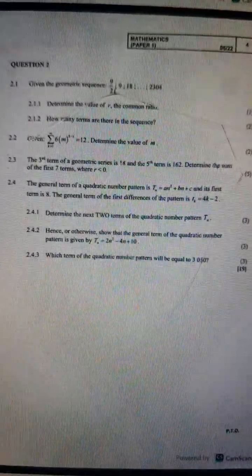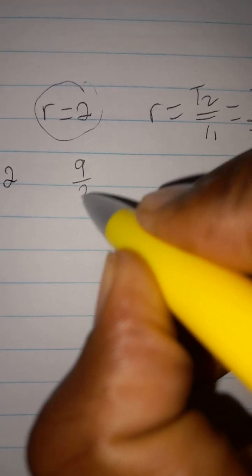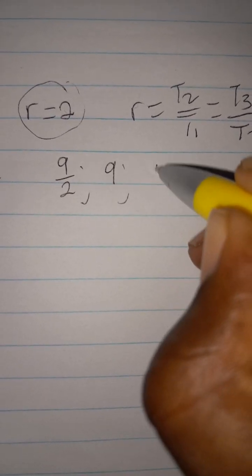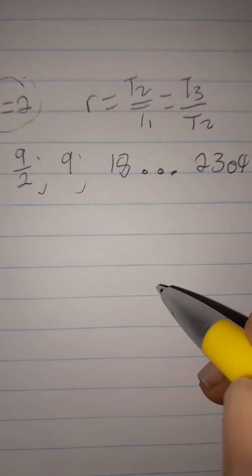How many terms are there in the sequence? In other words, you're looking for the number of terms in this sequence. But what is nice, you are given the last term, which is Tn there. So for 2.1.2, remember that you're given 9/2, we are also given 9 as well as 18, then 23/4 there. So we're looking for the number of terms. How many terms are there in this sequence?